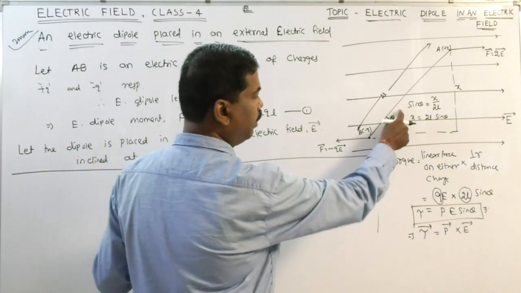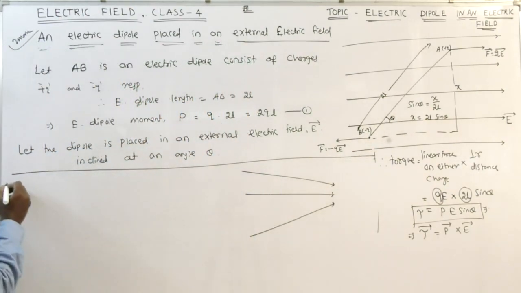This is a uniform electric field, while this is a non-uniform electric field.